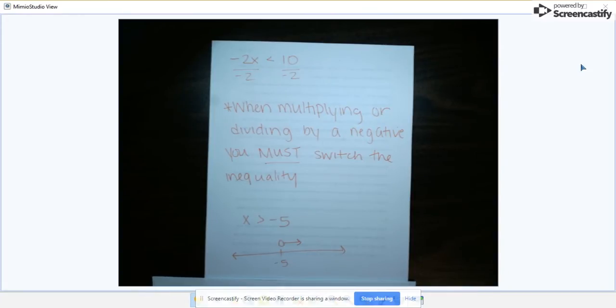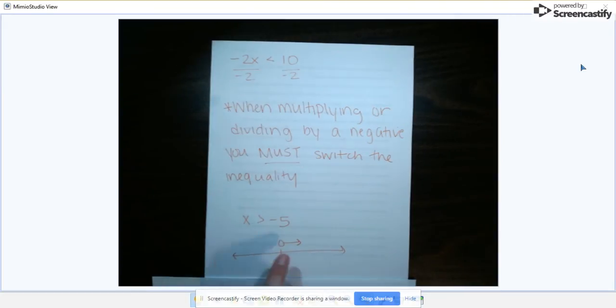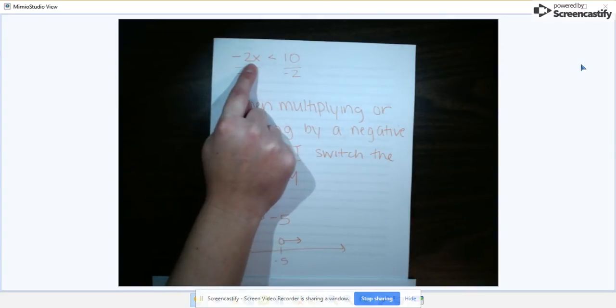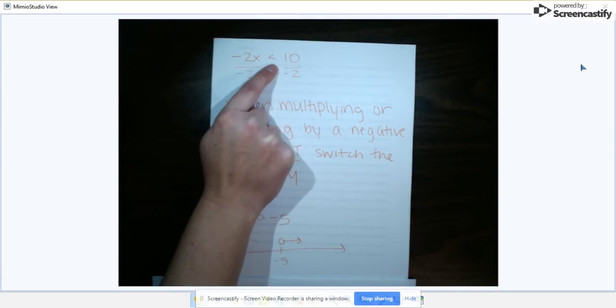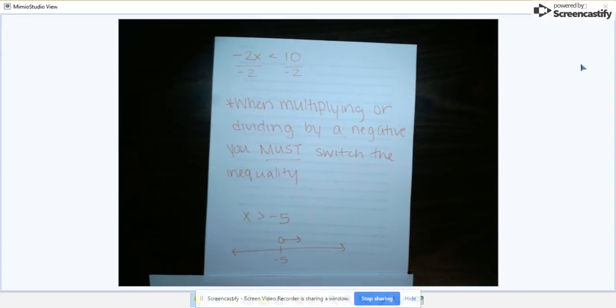So let me just show you why that is. If I had not changed my sign, and I chose a number less than negative 5, a real easy one is negative 10. If I had plugged negative 10 in here, I would get negative 2 times negative 10, which is a positive 20. And then we're saying that 20 is smaller than 10, which is not accurate. But now, since I divided by a negative and switched my sign, if I choose a number bigger here, easiest one would be 0. Negative 2 times 0 is 0. And then we ask ourselves, is 0 less than 10? And it is. So whenever you multiply or divide by a negative, you have to switch that inequality sign to give you the correct answer.